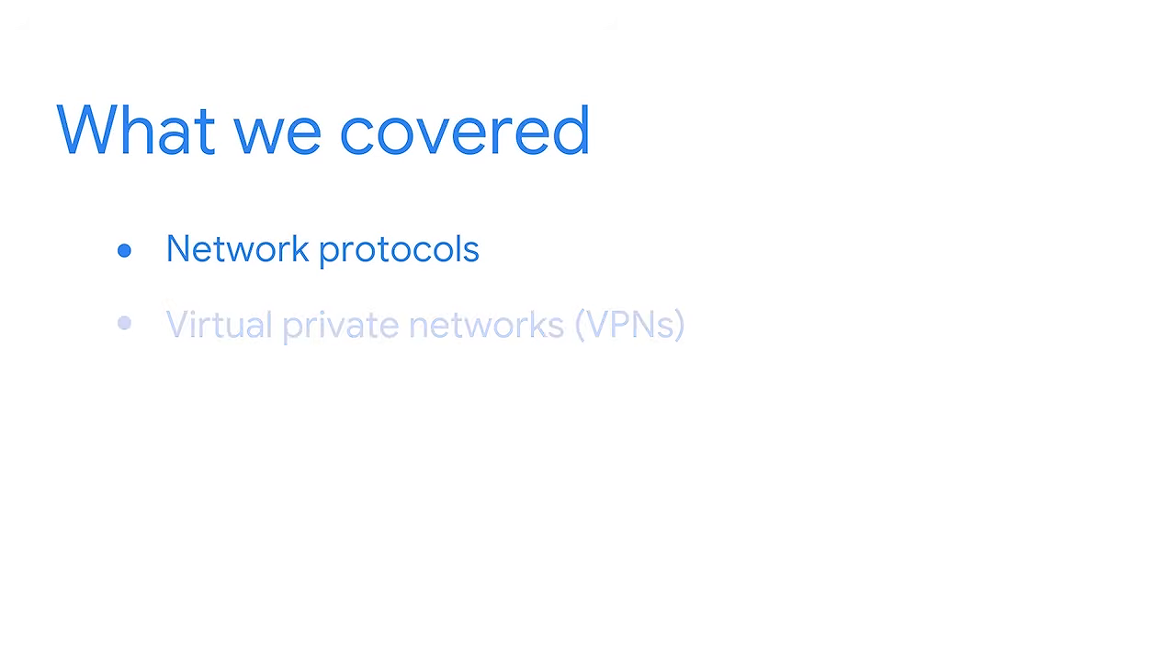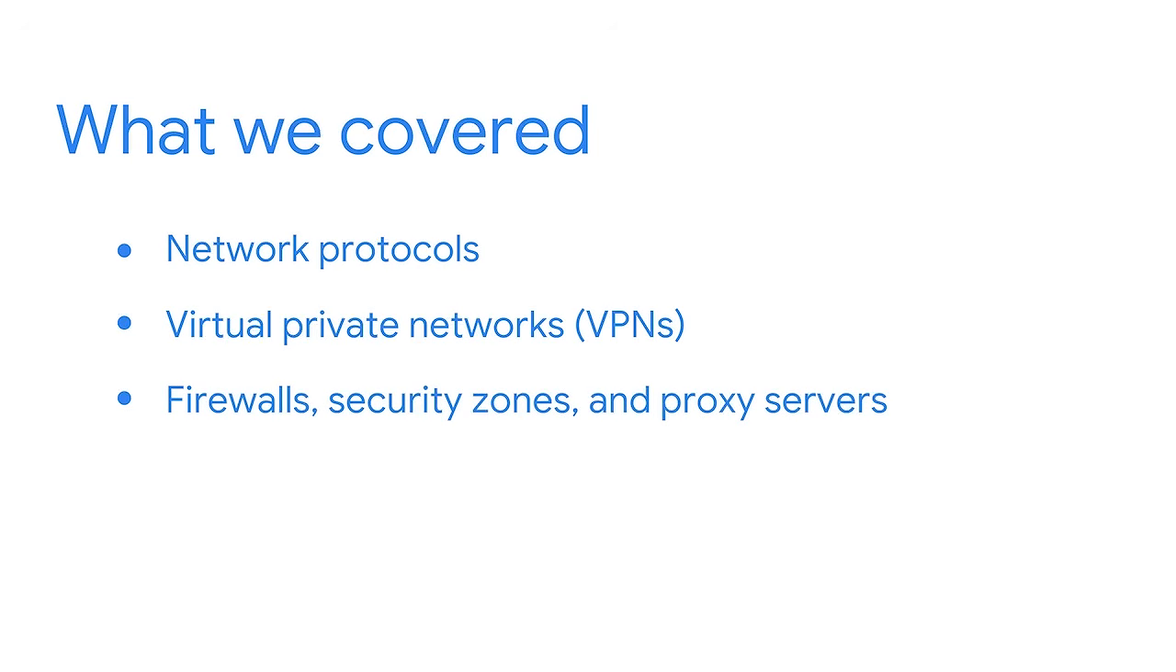First, we discussed common network protocols like TCP, ARP, HTTPS, and DNS. And then we covered how virtual private networks, or VPNs, can be used to maintain privacy on a public network. Finally, we explored how firewalls, security zones, and proxy servers help to secure network infrastructure.